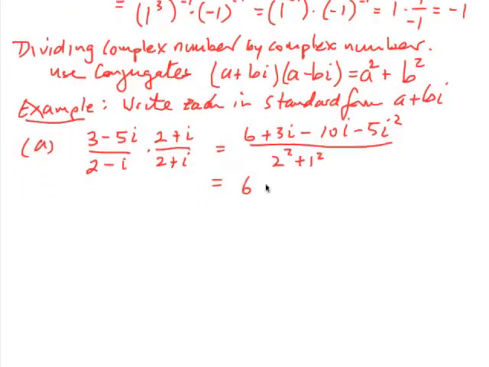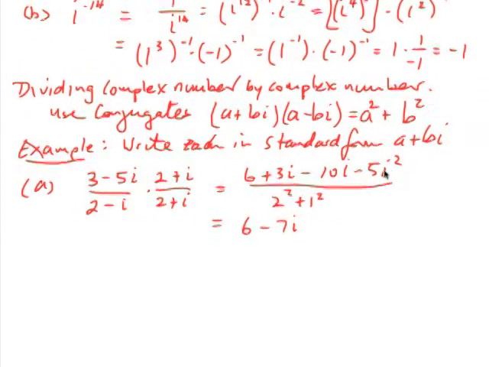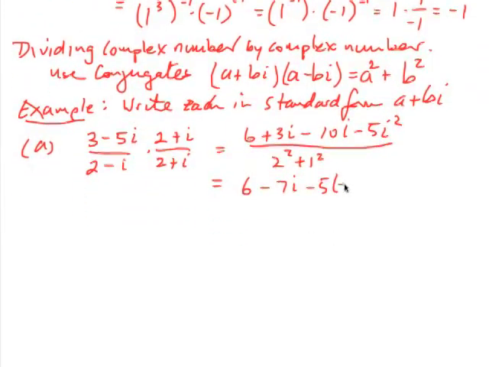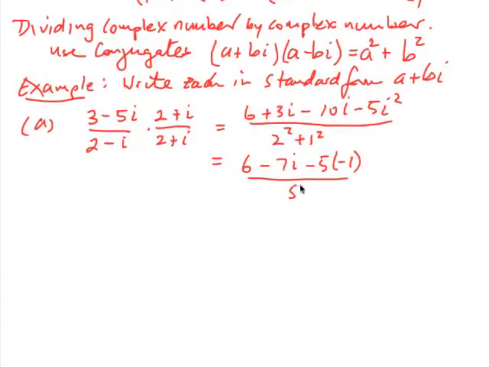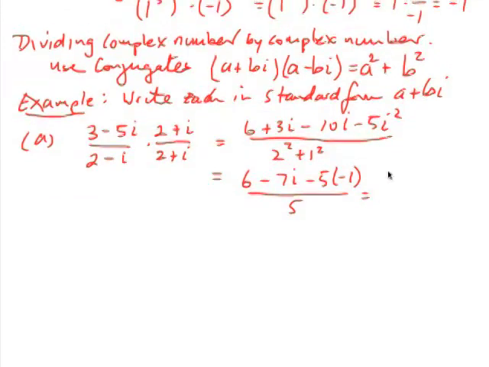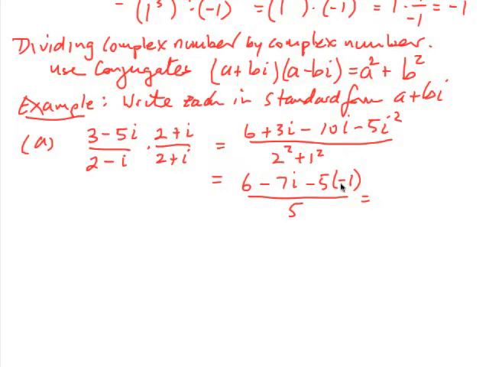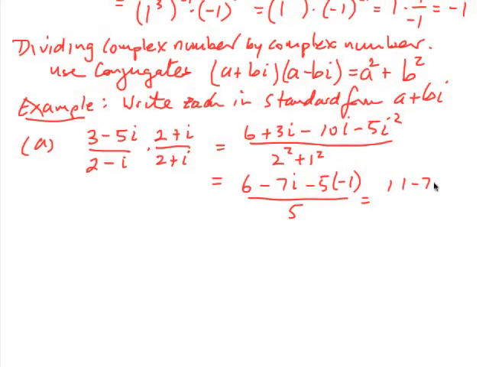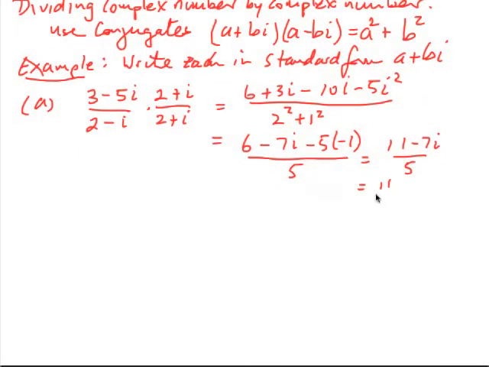So this would become 6. Now we have negative 7i when we collect these two together, and this now becomes minus 5 times negative 1, over 4 plus 1 is 5. So minus 5 times minus 1 is plus 5, so this will be 11 minus 7i over 5, which means we end up with 11 over 5 minus 7 on 5 i, and we have it in standard form.